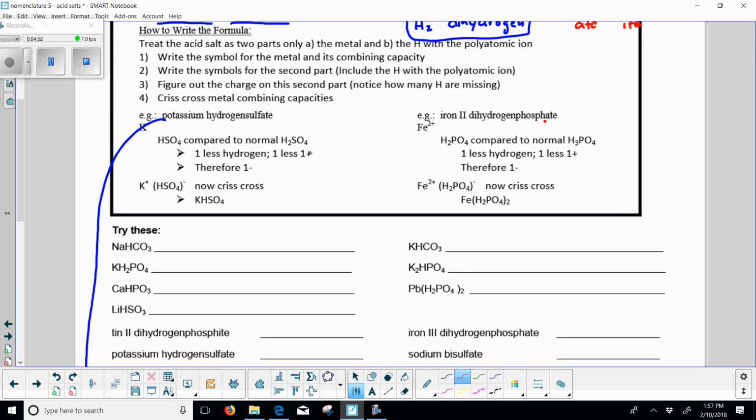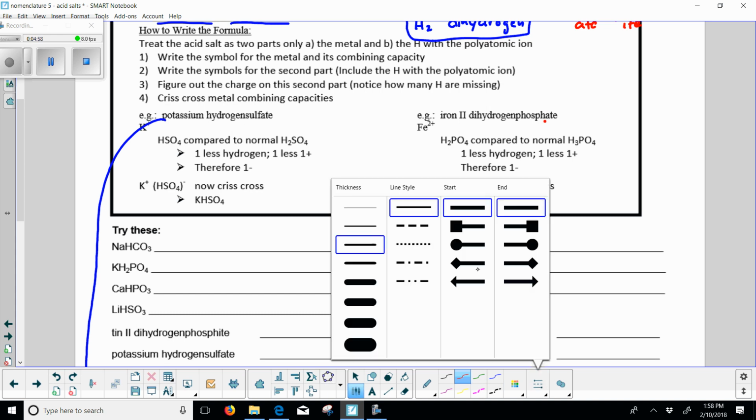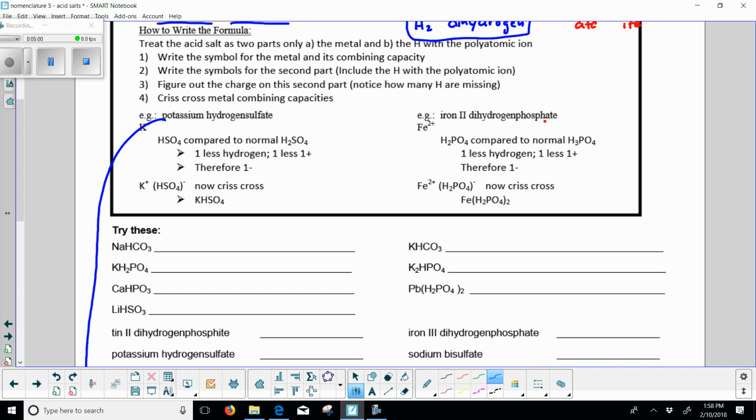So here's what we have. I want to write down the formula of potassium hydrogen sulfate. So let's take a look at this creature. With this, I'm going to write down the elements involved. I've got my potassium, I've got one hydrogen, and I've got a sulfate.